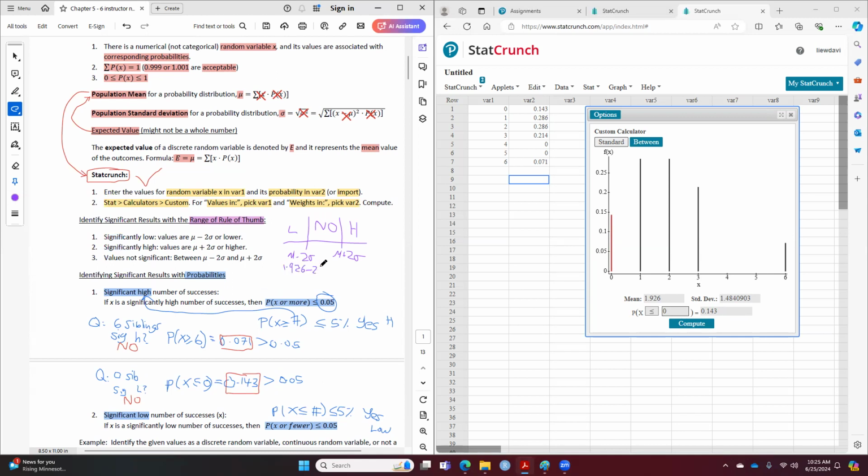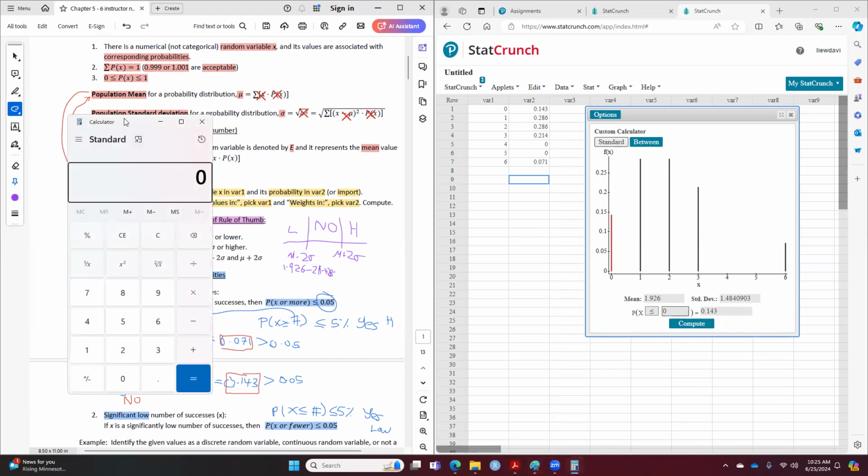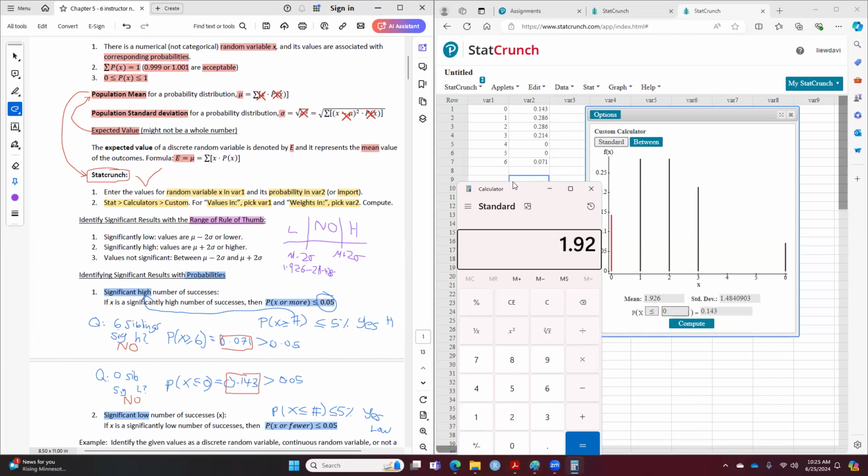Minus 2 times the standard deviation, which is 1.48. So you can use that. Yes, you can use this range rule of thumb here. So 1.926 minus 2 times 1.484. So that is actually negative 0.109.